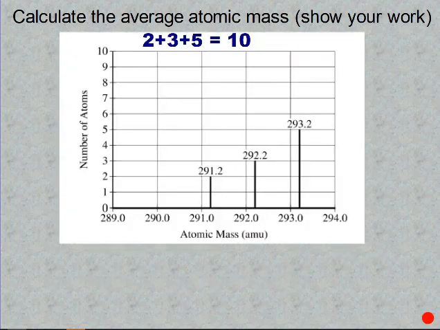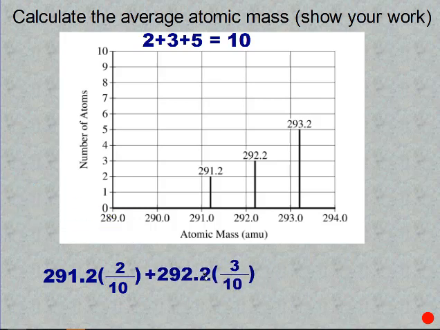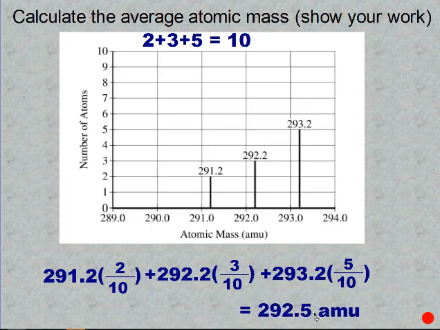So your first mass was 291.2, and you had 2 of them for every 10 particles. Your next mass was 292, and there was 3 of them for every 10. And the last one was 293.2, and there was 5 of those for every 10 particles. Remember, your answer has to be between 291.2 and 293.2, this being the most abundant, so our answer should be closest to that one, which it is. Our average atomic mass is 292.5 AMU.